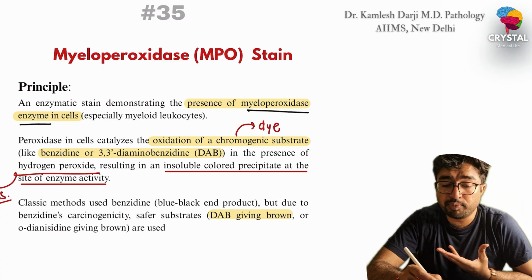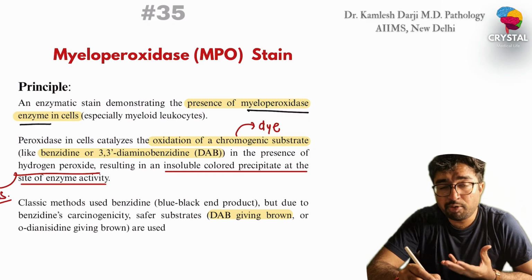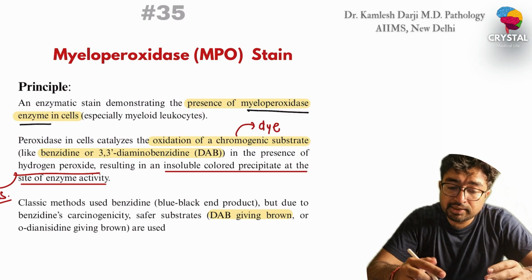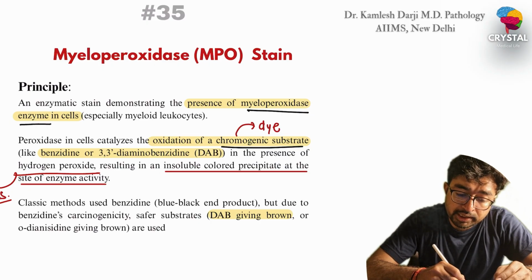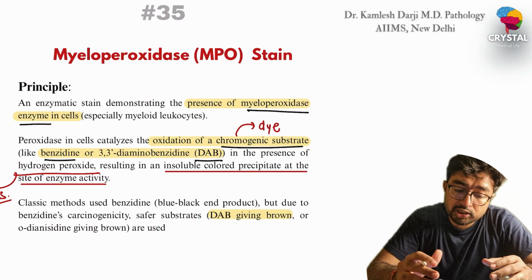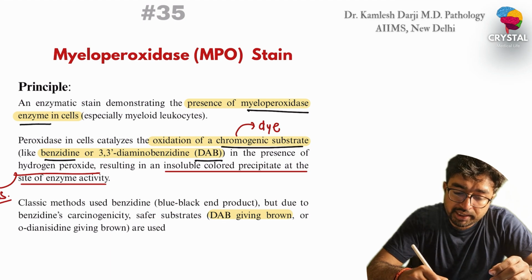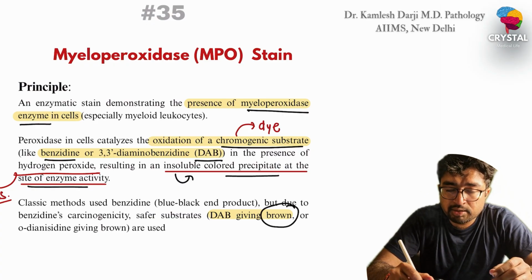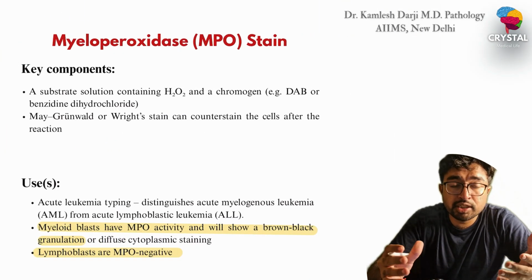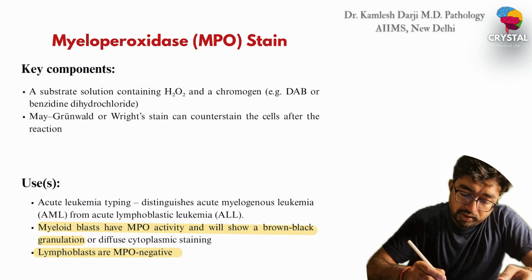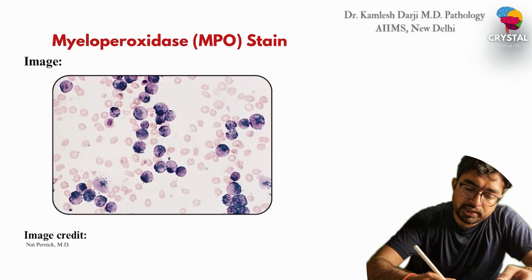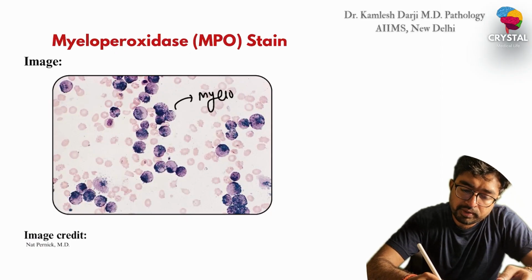So myeloid is named from the myeloperoxidase. They have myeloperoxidase in them, and this myeloperoxidase oxidizes a chromogenic substrate like benzidine or DAB in the presence of hydrogen peroxide, resulting in an insoluble colored precipitate at the site of enzyme activity. So it will come as a brown pigment if it is MPO positive. Myeloid cells have MPO activity and lymphoblasts are MPO negative. So you can see these are the myeloblasts.